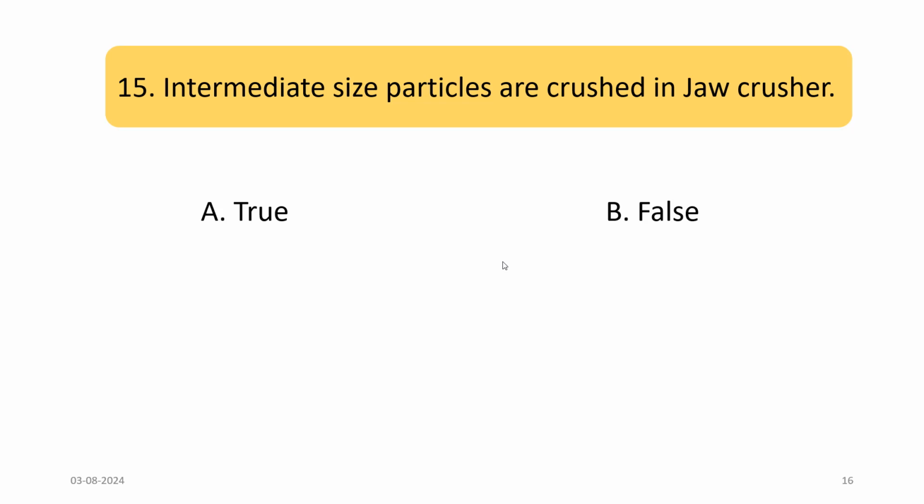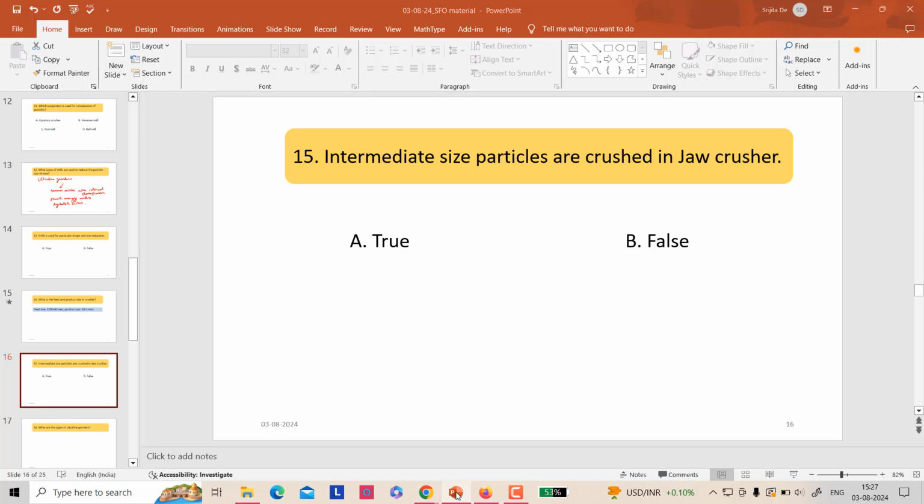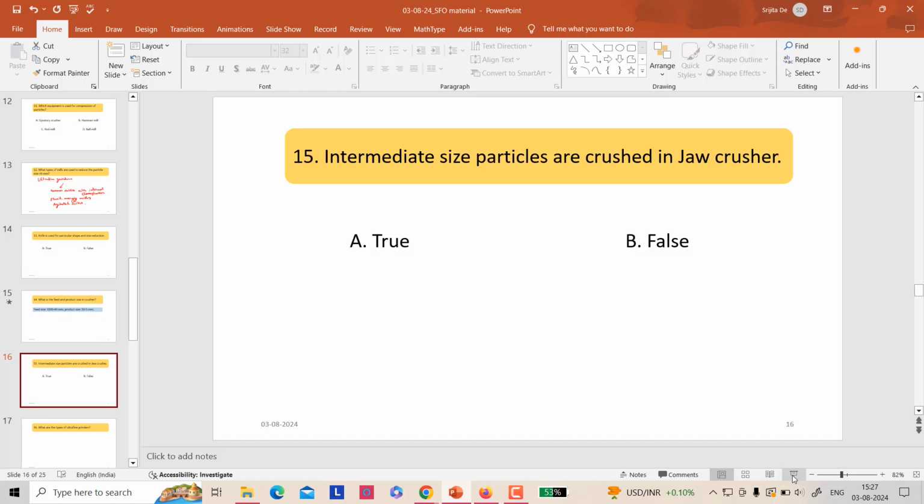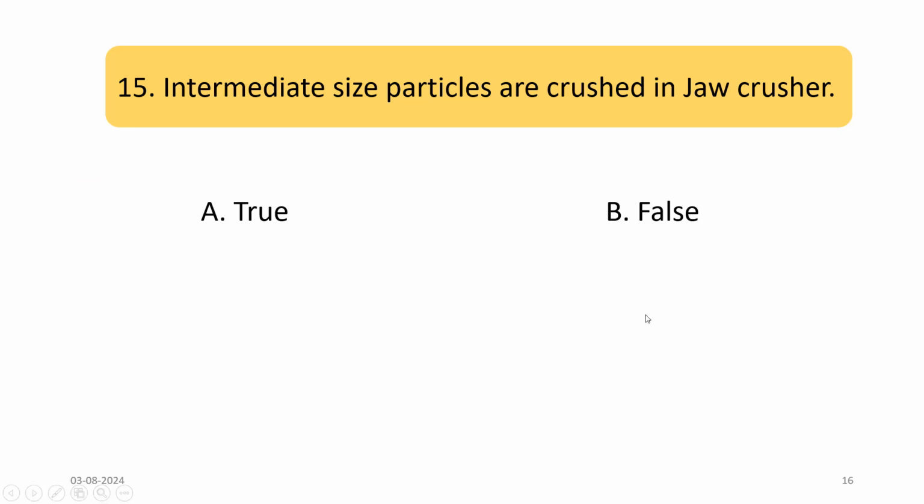Next, intermediate size particles are crushed in jaw crusher. Is it true or false? Yes, it is false. Intermediate size particles are crushed in a grinder.